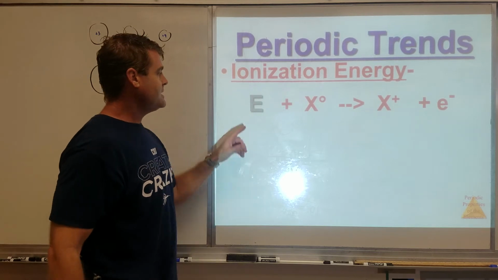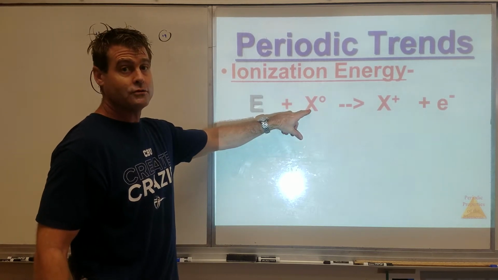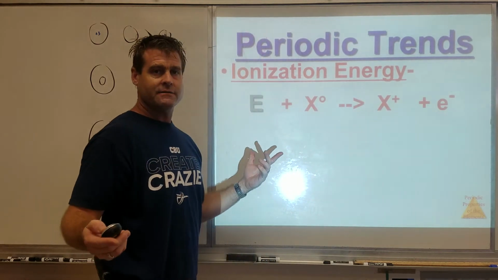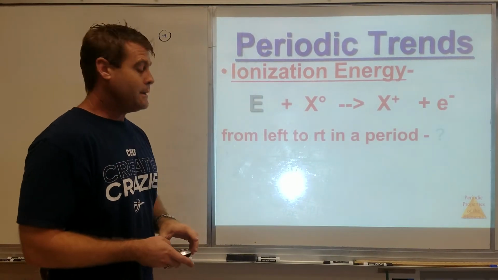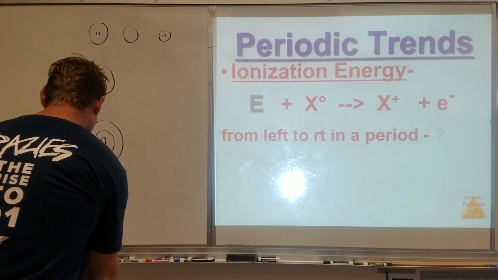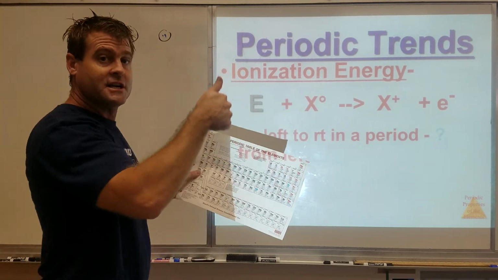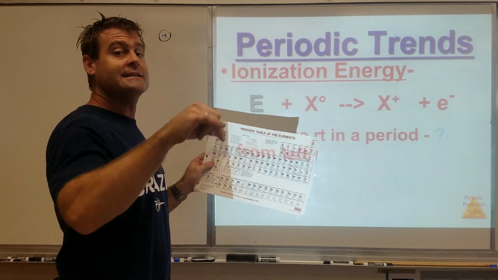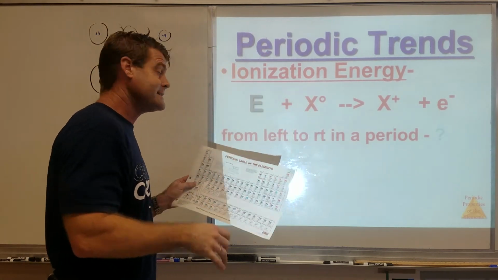Okay, so ionization energy requires energy. Let's say energy is applied to a neutral atom. We can pull off an electron, then the atom becomes positively charged, right? Okay, left to right in a period, what do you think happens to ionization energy? As we go left to right in a period, does the ionization energy increase? Does it require more and more energy to remove the outermost electron, or does the ionization energy decrease? Does it require less and less energy?